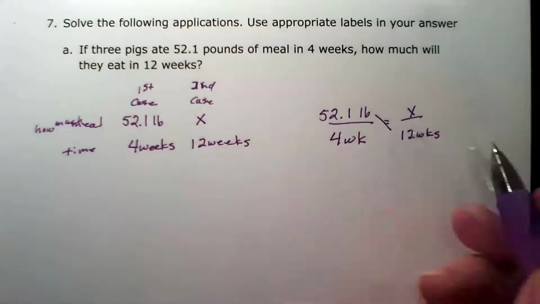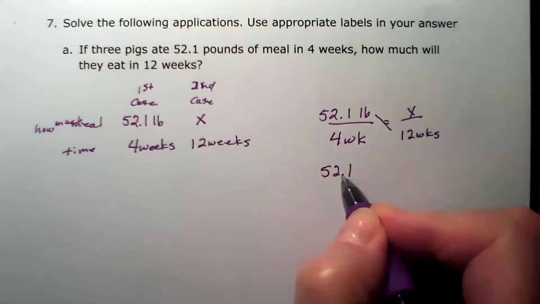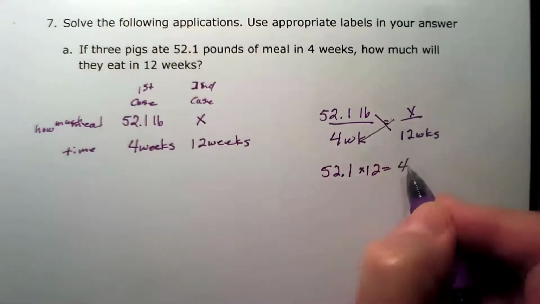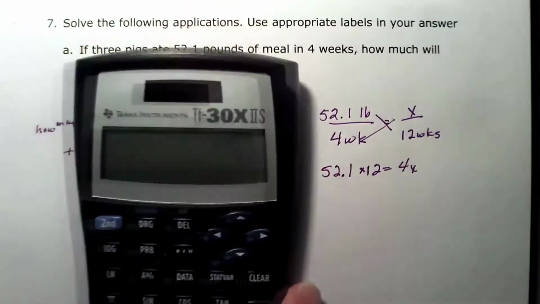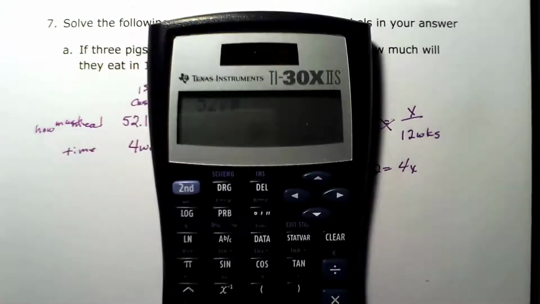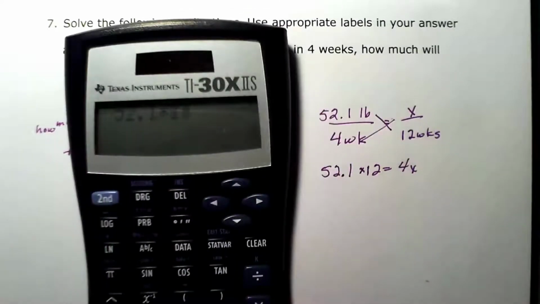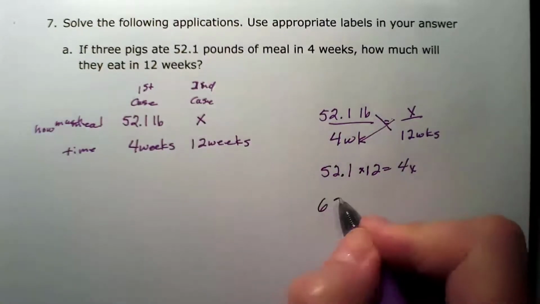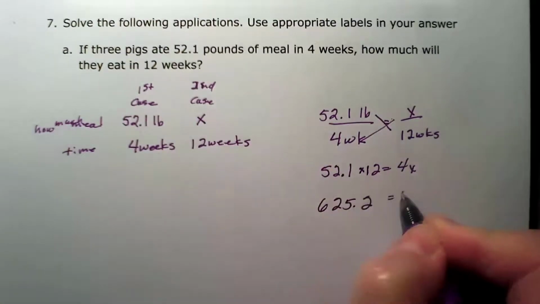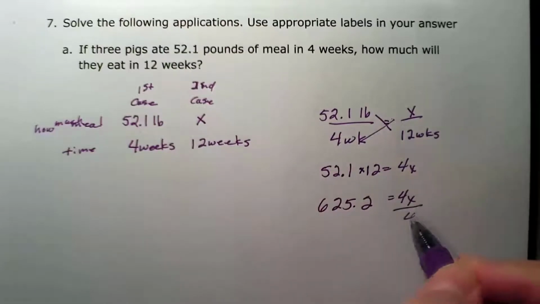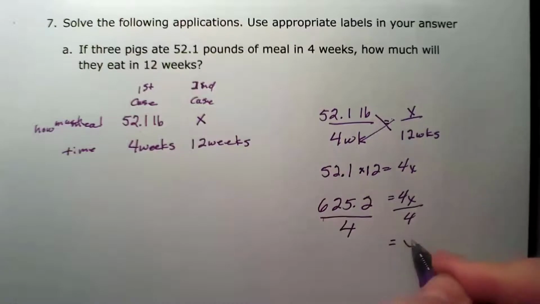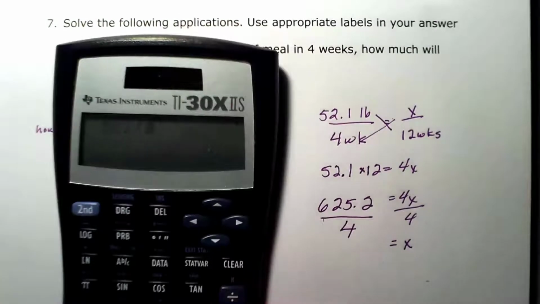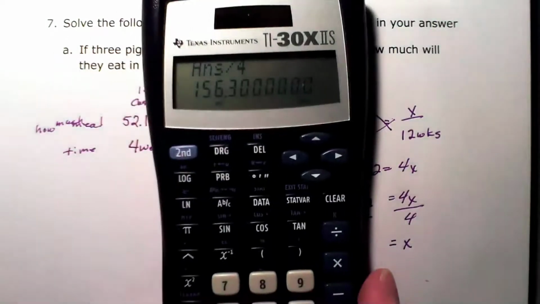And I can cross multiply, so 52.1, and I'm not going to put the labels in there right now, times 12 should equal 4 times X. And multiply 52.1 times 12, I get 625.2 equals 4X. To solve for X, I'm going to divide by 4. I have to divide both sides by 4 so that I find out what my X is. So 625.2 divided by 4 equals 156.3.